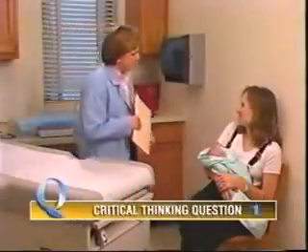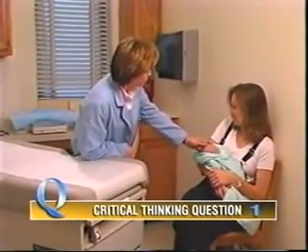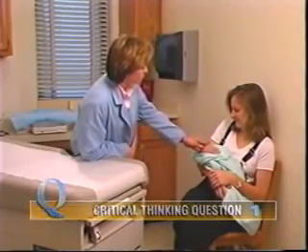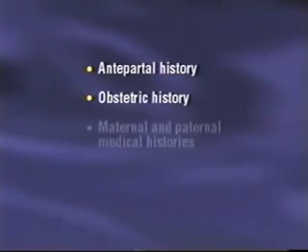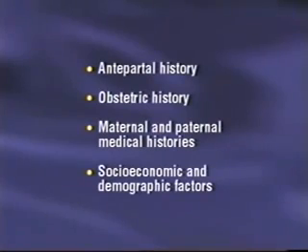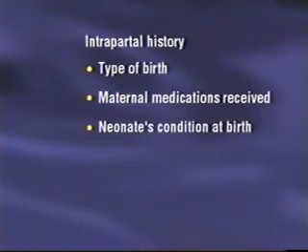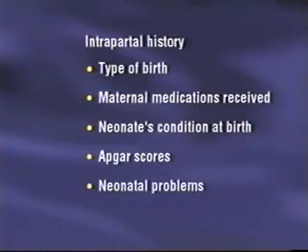To obtain clues to potential problems, gather history information before examining the neonate. This information includes antepartal history, obstetric history, maternal and paternal medical histories, and the family's socioeconomic and demographic factors. It also includes an intrapartal history that covers type of birth, maternal medications received, neonate's condition at birth, 1 and 5 minute APGAR scores, and any neonatal problems.